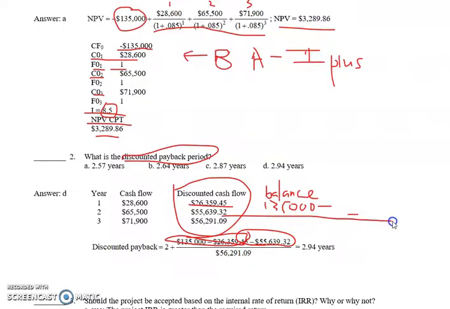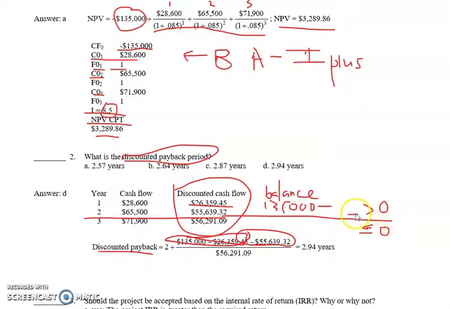Once we get year 2, you will see the balance is already less than 0. When the balance is less than or equal to 0, we stop. That's how we calculate the discounted payback period. Because we stop at year 3, the balance is still positive for year 2, but for year 3 you calculate less than or equal to 0.